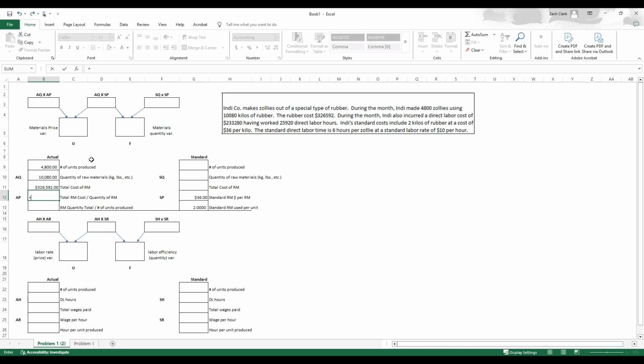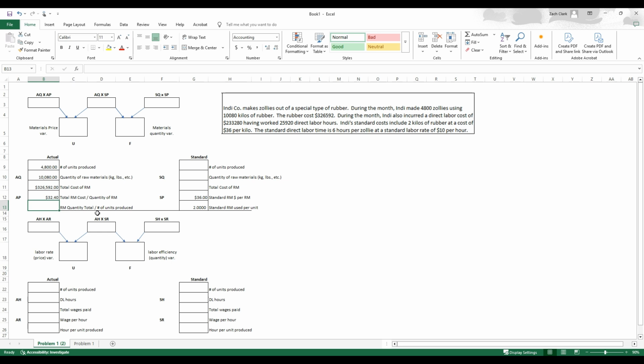So we're hopefully getting kind of comfortable with this process at this point. Let's look at our total raw materials cost divided by the quantity of raw materials used, and do our formatting there. So it was 32.40. We expect to see a favorable variance in our raw materials price because we were able to come in at 32.40 per kilo of rubber versus what we expected to be 36, which is budgeted for our standard cost.